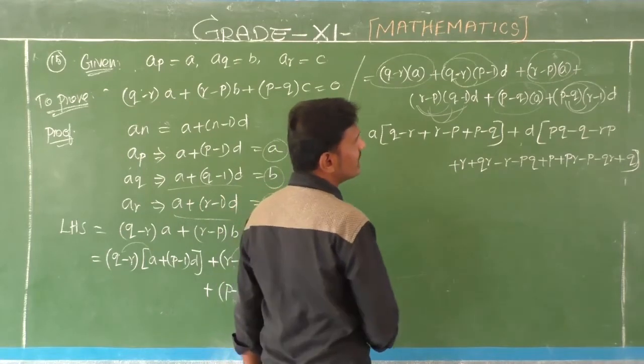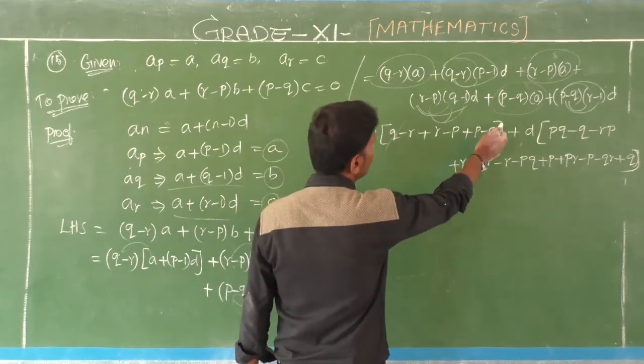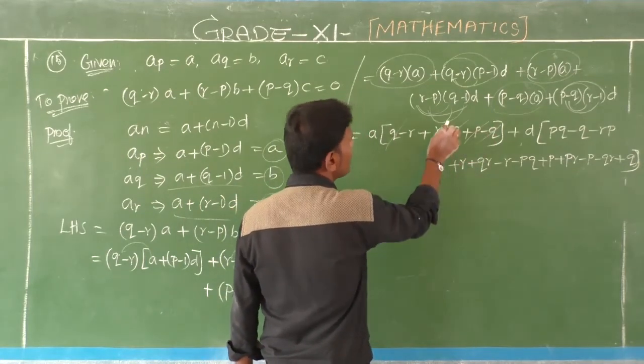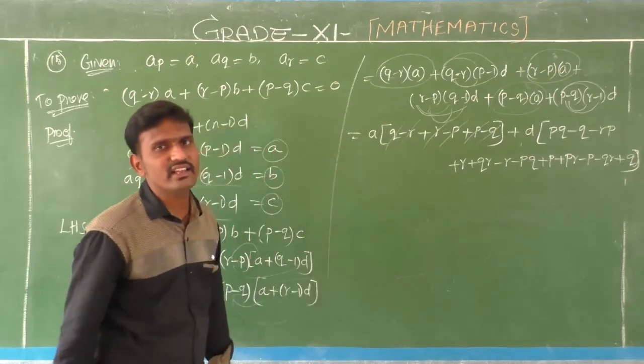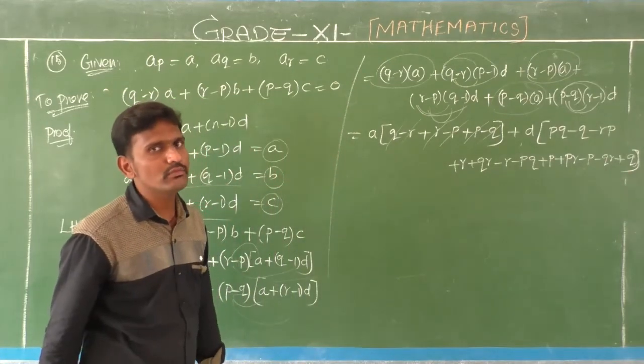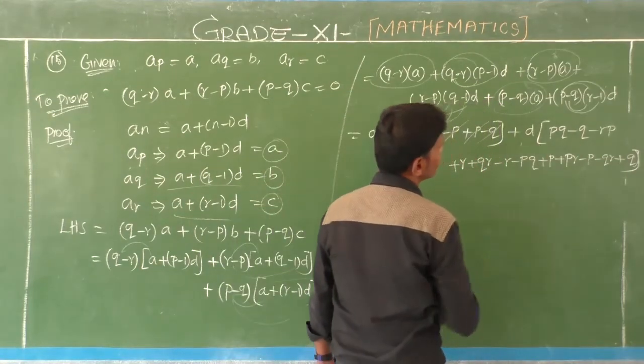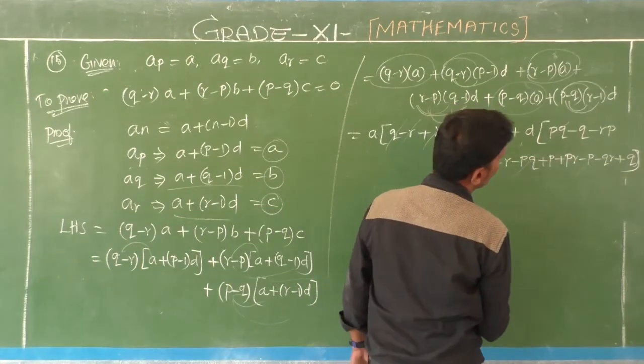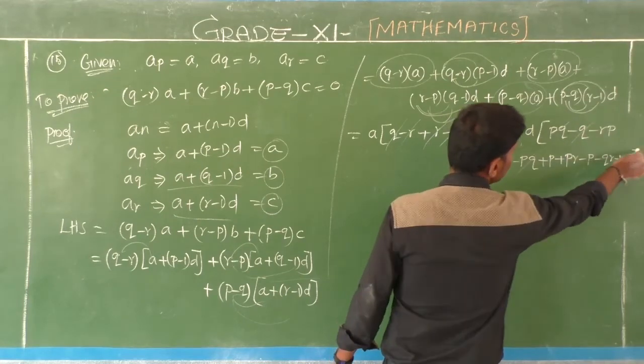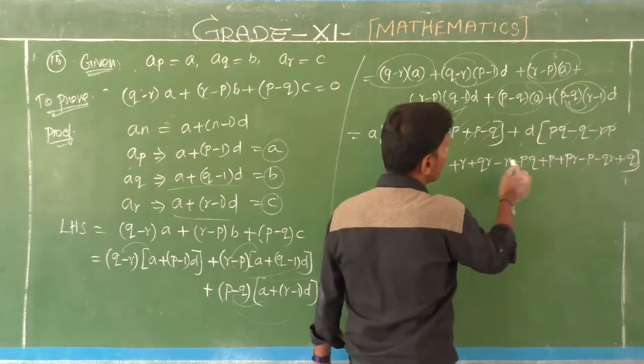Look at this. You have the terms plus q and minus q, plus p and minus p, plus r and minus r. So everything cancels in the first term a into. As per the same here also. Look at this: plus pq minus pq, minus q plus q, minus rp.